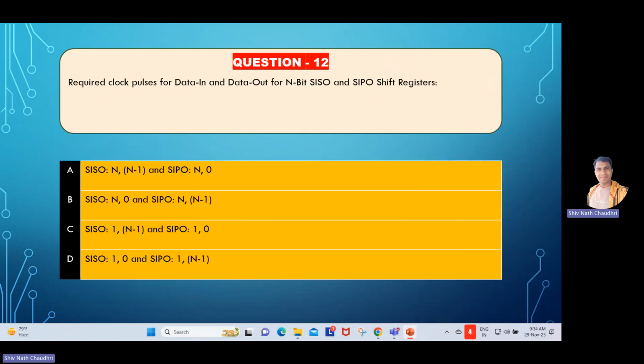The next question is: required clock pulses for data in and data out for n bit SISO and SIPO shift registers.